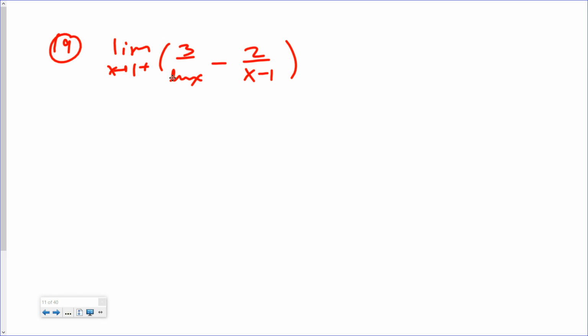All right. First, I'm going to plug in 1. Plug in 1 there. Plug in 1 there. So you see I get 3 over 0 minus 2 over 0. Okay.